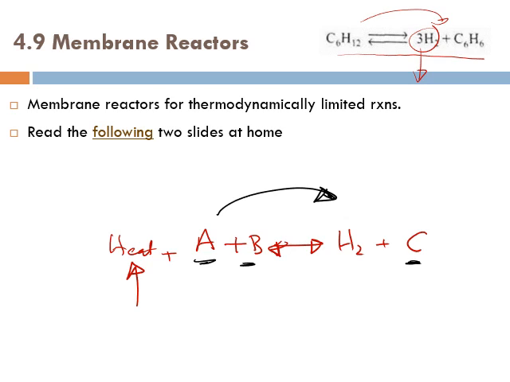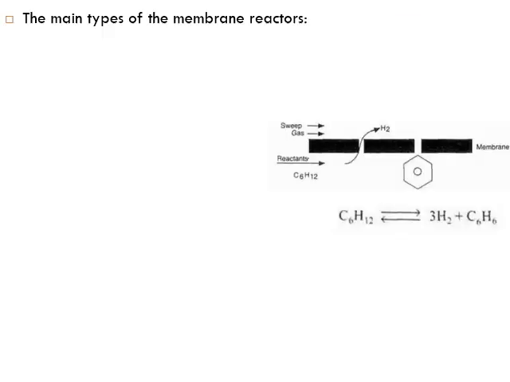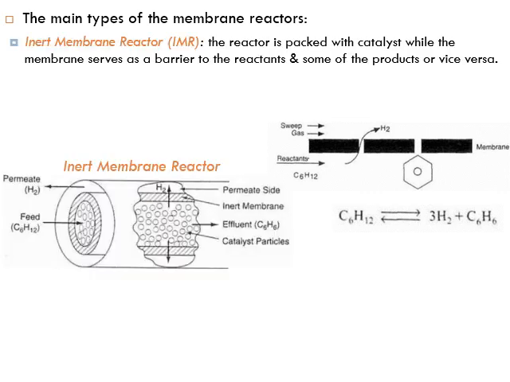So when it comes to thermodynamically limited reactions, maybe you can get away with this limitation of equilibrium conversion by using a membrane reactor. Okay, let's discuss the main types of membrane reactors. What are the main types? Well, we have what's known as the inert membrane reactor. The reactor is packed with catalyst, while the membrane serves as a barrier to the reactants and some of the products, or vice versa. So, do you see the membrane reactor here?